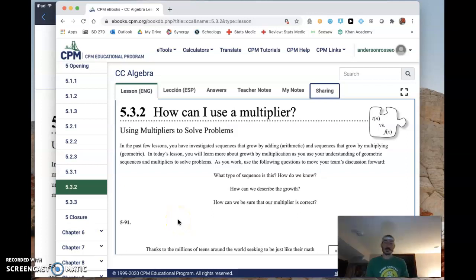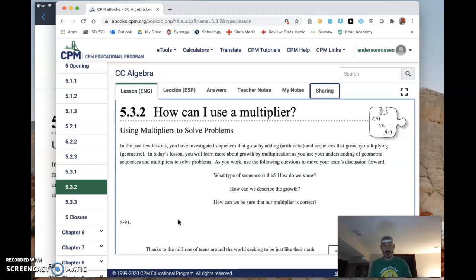Hey everyone, it's Mr. Anderson, and we are getting together right now to talk about section 5.3.2 from our CPM ebook. And in section 5.3.2, we are going to use a multiplier to solve an application style problem.